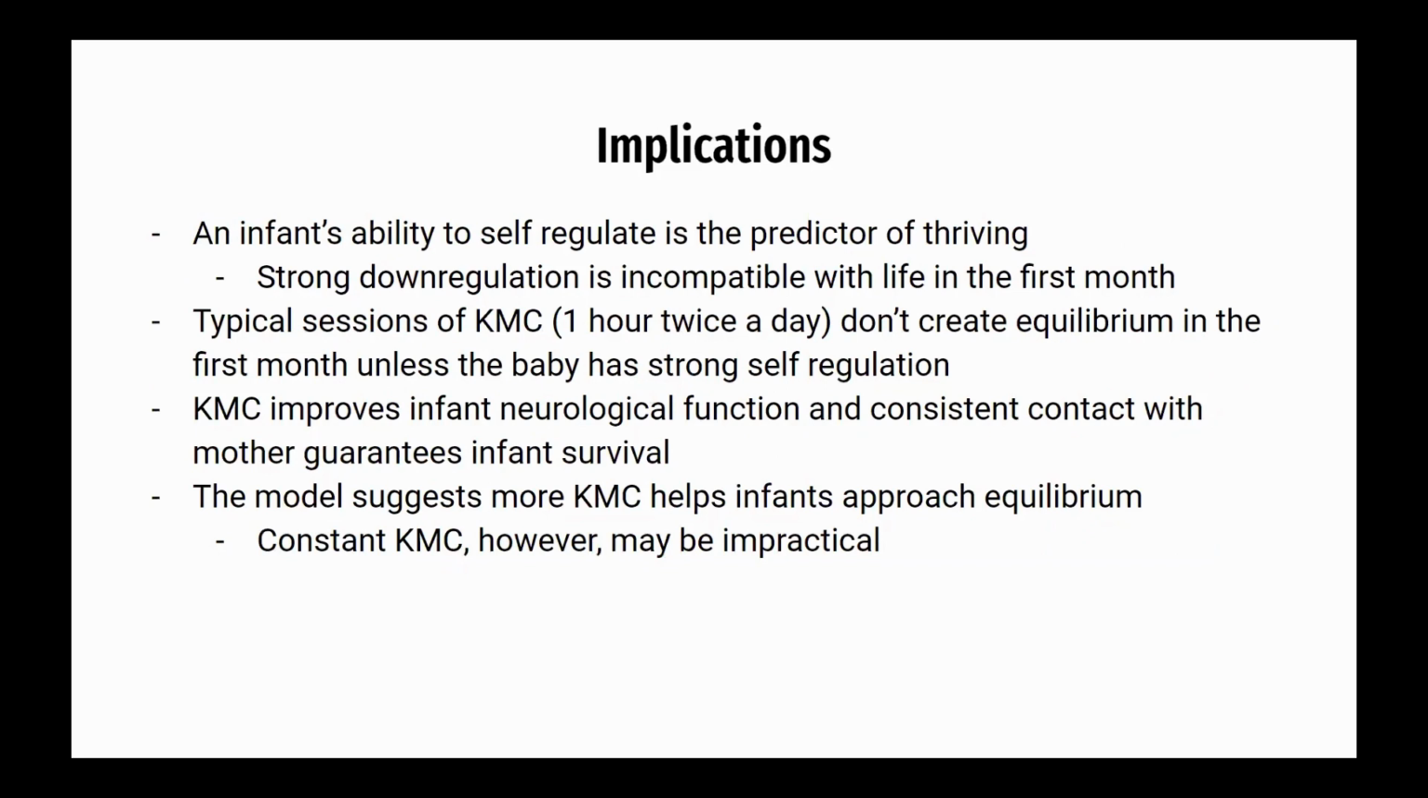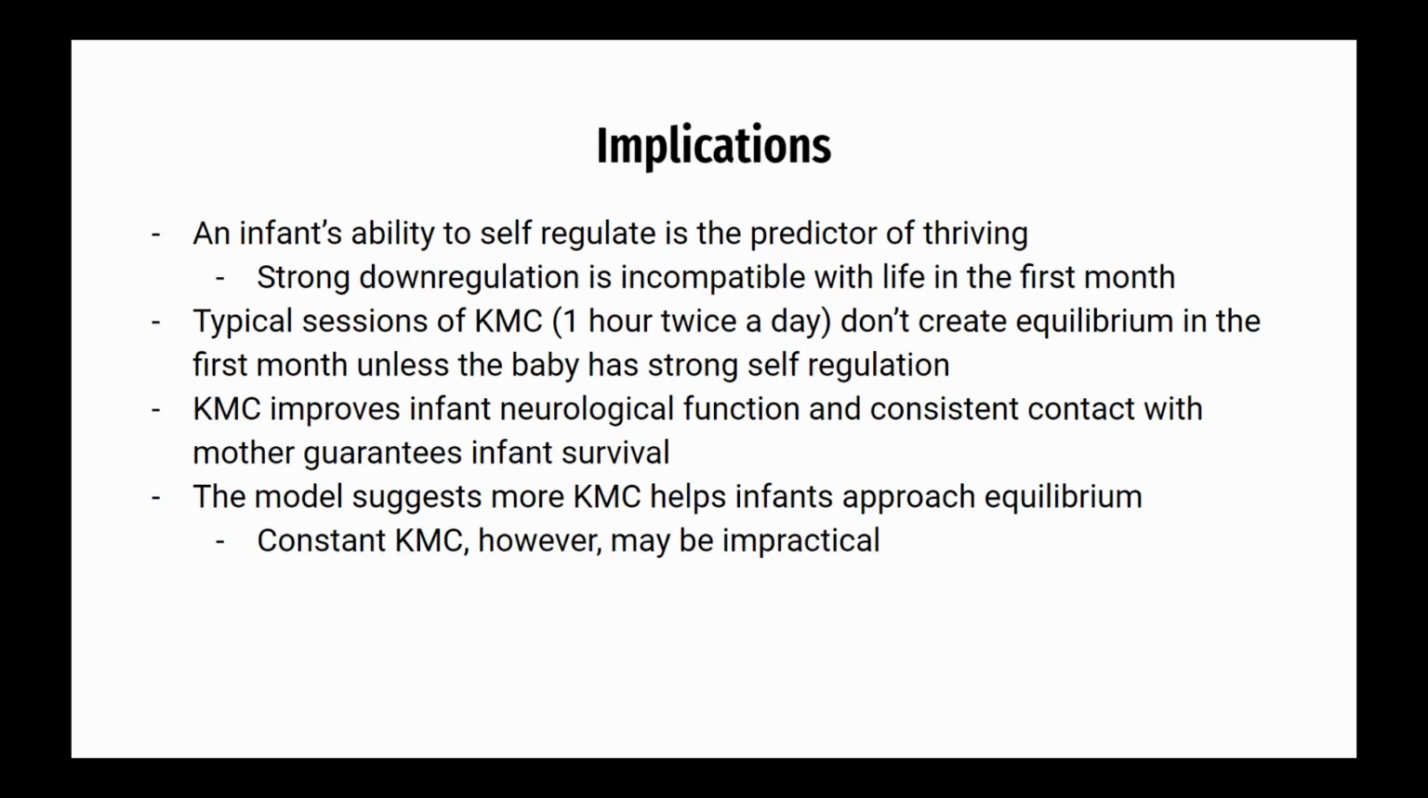The simulation implies that an infant's ability to self-regulate is its predictor of thriving because a strong downregulation is incompatible with life in the first month in every single version of the simulation. Typical sessions of KMC don't create equilibrium in the first month unless the baby has strong self-regulation. However, KMC improves infant neurological function and consistent contact with the mother guarantees infant survival. The model suggests more KMC helps infants approach equilibrium.